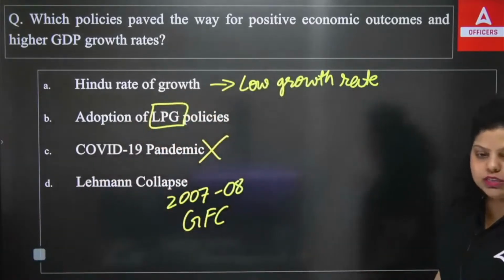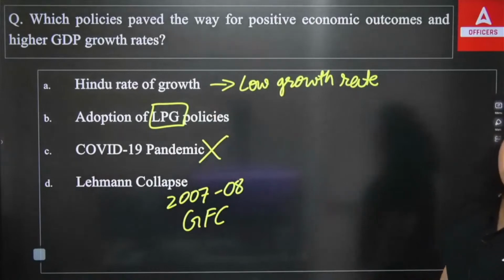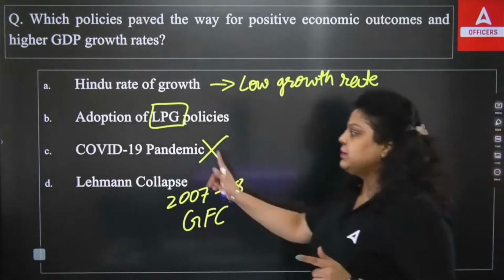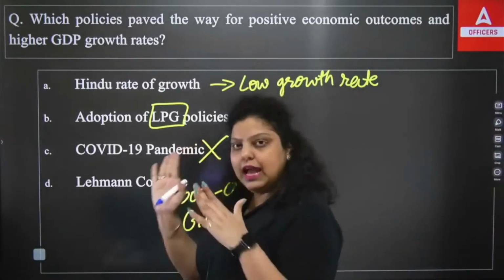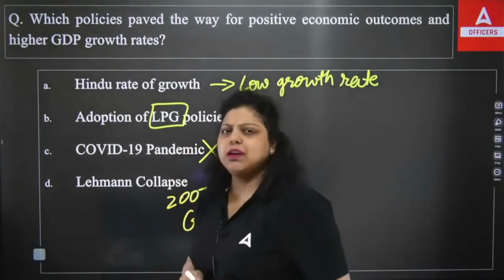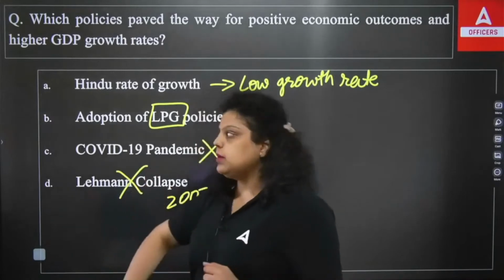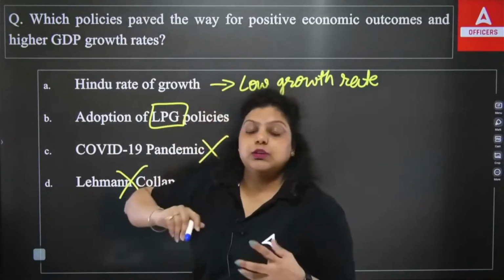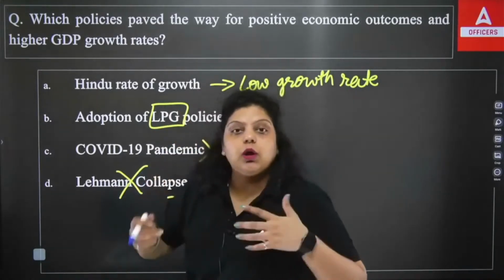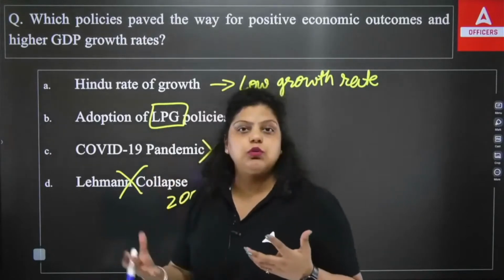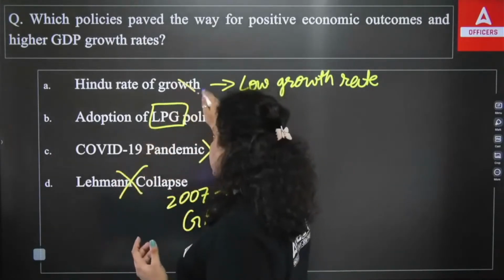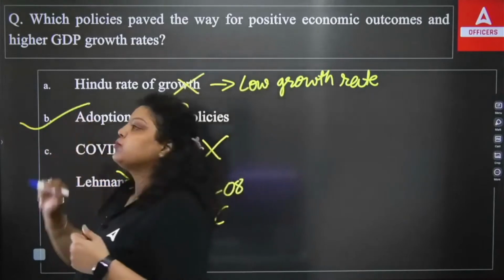Now, out of these 4 options, which policy gave us the positive economic outcomes and the higher GDP growth? So it can't be COVID-19. We have already eliminated this option. It can't be the global financial crisis. A crisis will never help you to grow the economy. Hindu rate of growth, it's very obvious that a low growth rate will not give you higher GDP, will not give you positive economic outcomes. So the only answer remaining is the B option.